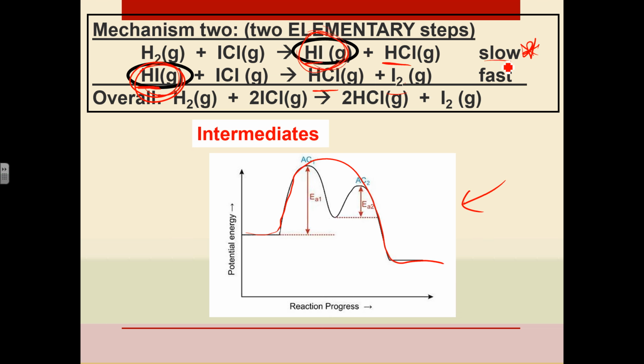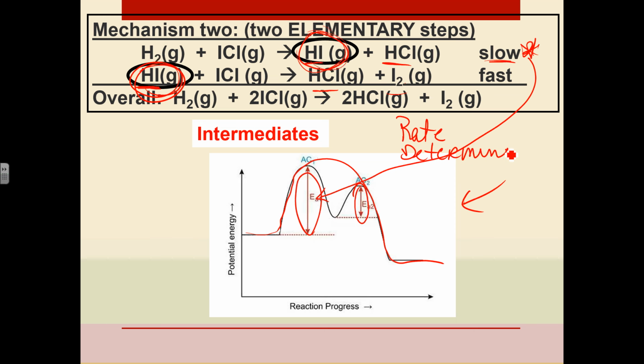It corresponds to the slow step because look at this activation energy. This activation energy here is so much higher than the second activation energy. And so because it's slow, it must have a higher activation energy. And that is going to be called the rate determining step, which you'll see on a slide in a couple of minutes. Rate determining step. Okay.